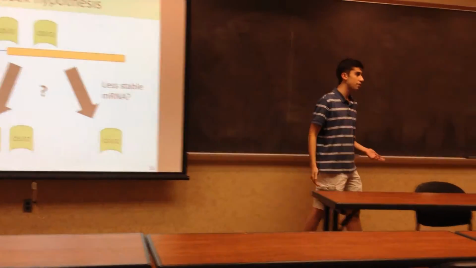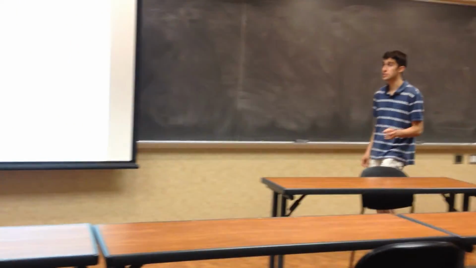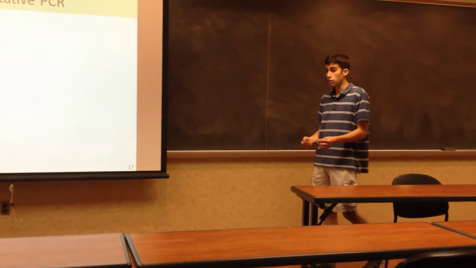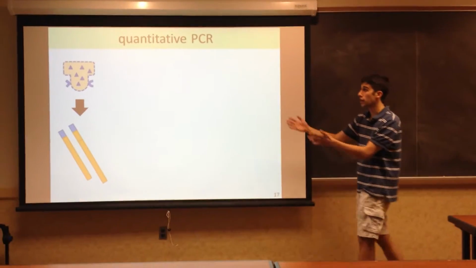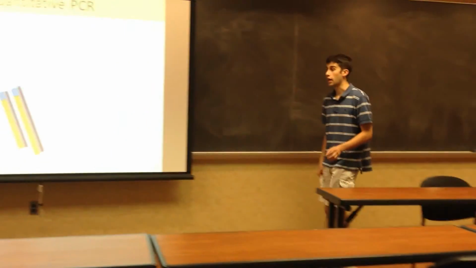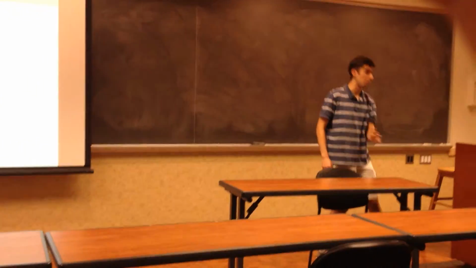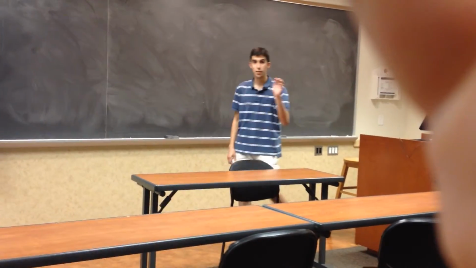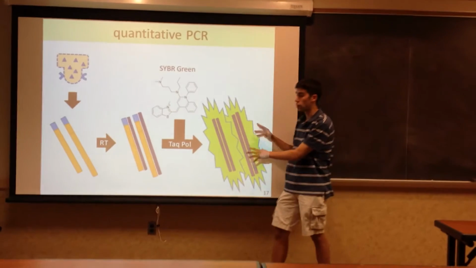And how did I figure this out? I used a technique called quantitative PCR. Quantitative PCR, well, the first step is pretty easy. We're just going to take the mRNA out of the cell. Second step, also easy. Let's just reverse transcribe a single-stranded cDNA complementary to all of that mRNA. The third step is awesome. We're going to amplify this cDNA into double-stranded DNA.